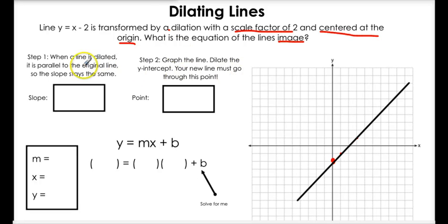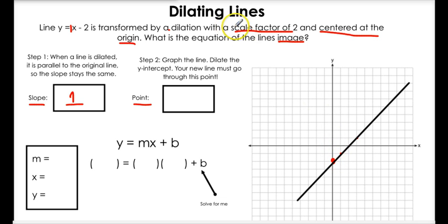Now, to write the equation of your line, you need two things, right? You need your slope and you need the point that it goes through to find its y-intercept. The slope part is easy. When you dilate a line, it is always parallel to the original line. So our slope will stay the same. So here our slope is, well, what's in front of x? 1. So our slope will be 1. To find the point that it goes through, just like we've been doing, what you have to do is dilate the y-intercept. And that's the point that it needs to go through.